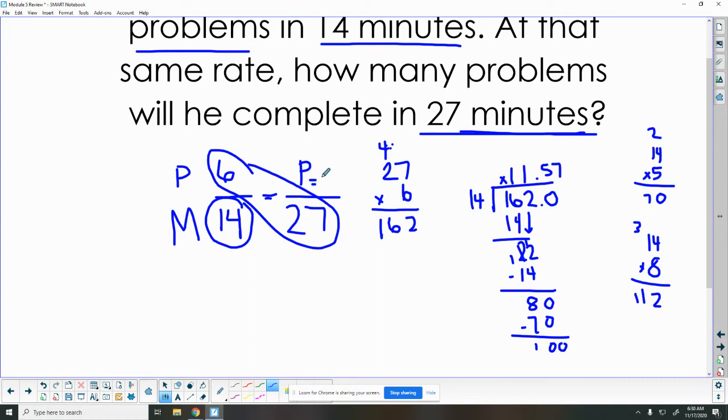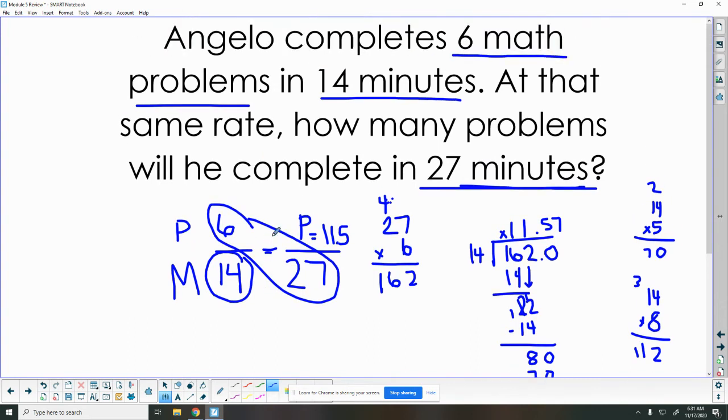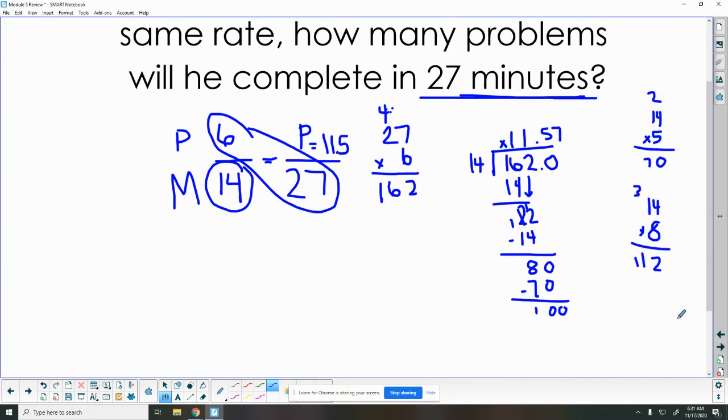So they can complete about 11 and a half problems in 27 minutes. Okay. So remember, we always want to use decimals when we're talking about ratios. We don't want fractions over fractions. Decimals are better to use. So add your decimal if you get to the end and just keep adding zeros. So if it's just going to keep on going, 2 decimal places is a good place to stop.